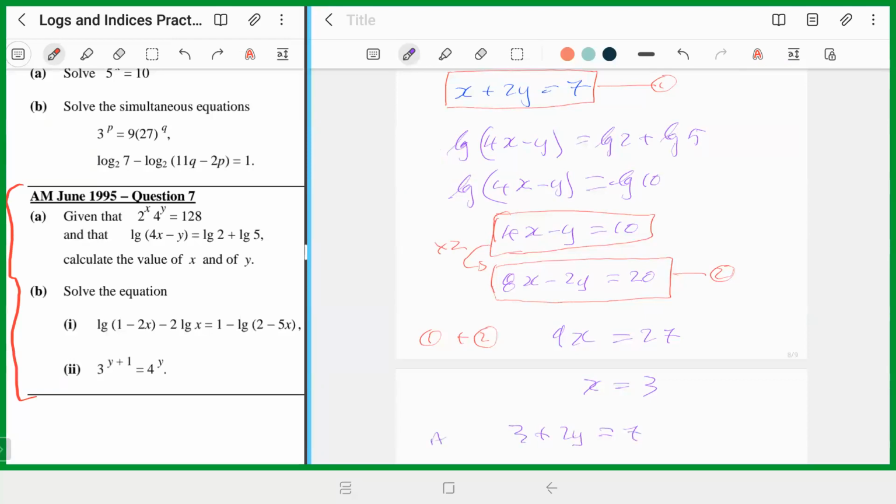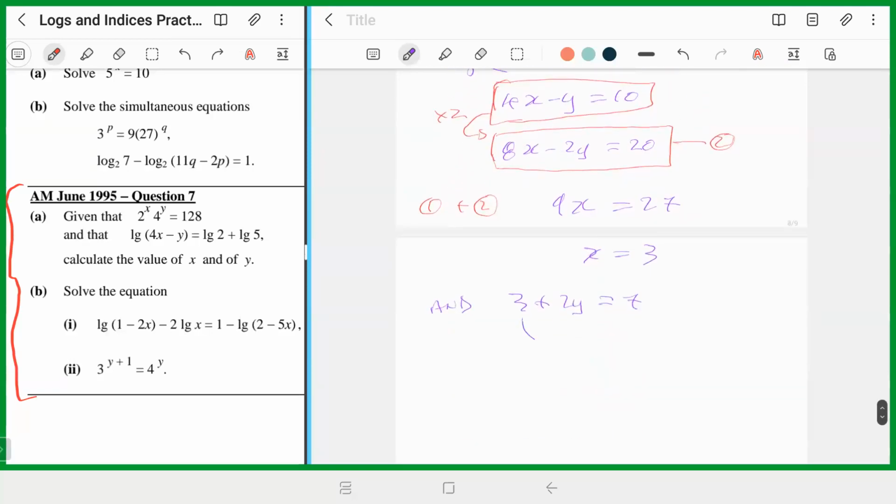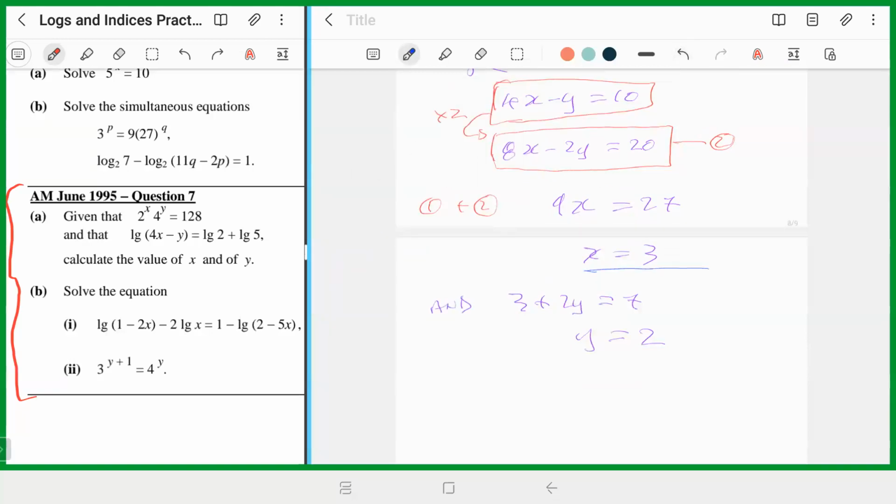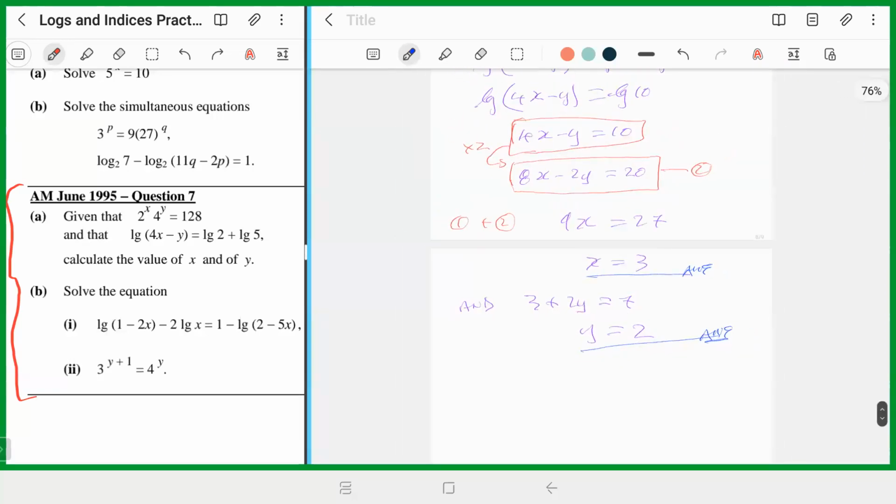So over the 3, we're going to get 4. That means that y equals 2, because 2 times 2 is 4. Those are my answers: x equals 3, y equals 2. That's it. You get two Cartesian equations from what they give you, and then you solve these two equations simultaneously.